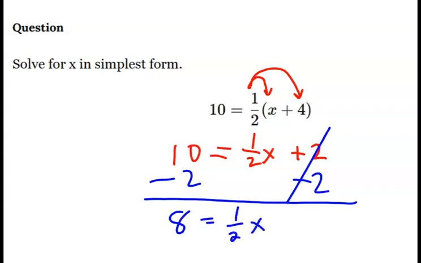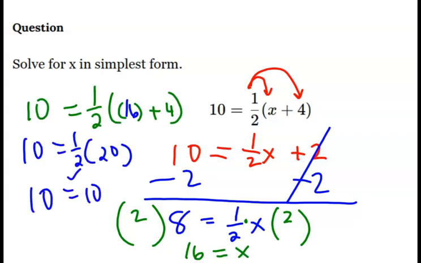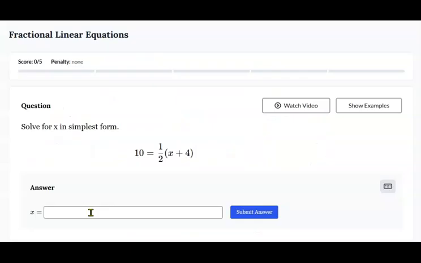When you have a coefficient that's a fraction, we're not going to divide, because when you divide by a fraction, you really multiply by the reciprocal. So we're going to multiply both sides by the reciprocal of 2 over 1, which you could also write as just a 2. Don't forget to use your check step to see if you are correct.